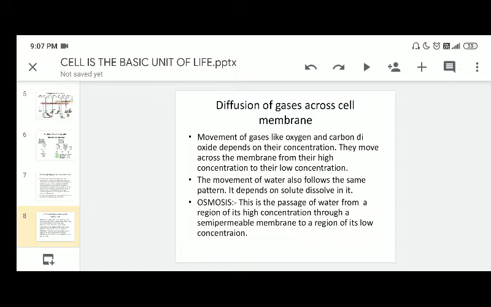You know what solutes are? Solutes are the minerals, sugars, etc. which get dissolved in water. Osmosis is the passage of water from a region of its higher concentration through a semi-permeable membrane to a region of its low concentration.